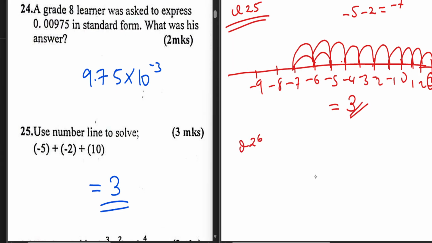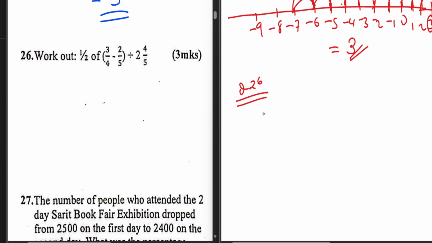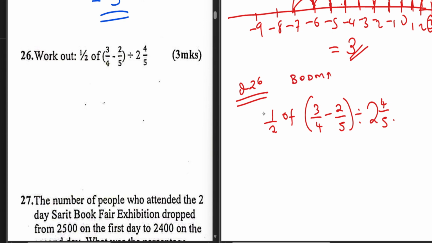Question 26. Fractions. Work out a half of 3 over 4 minus 2 over 5, then divide by 2 and 4 over 5. So BODMAS, start with brackets always. So let's start with this bracket, a half of. The LCM of 4 and 5 is just 20.